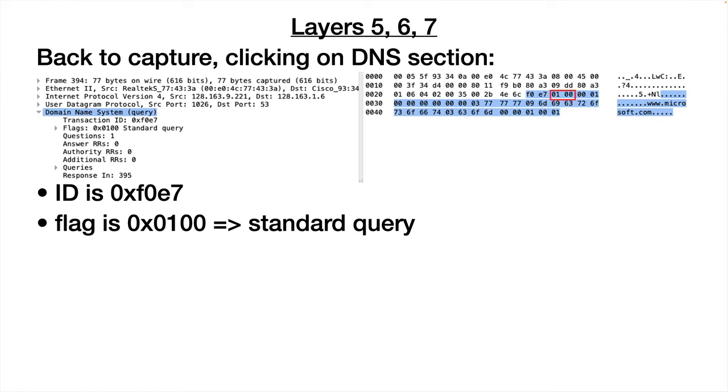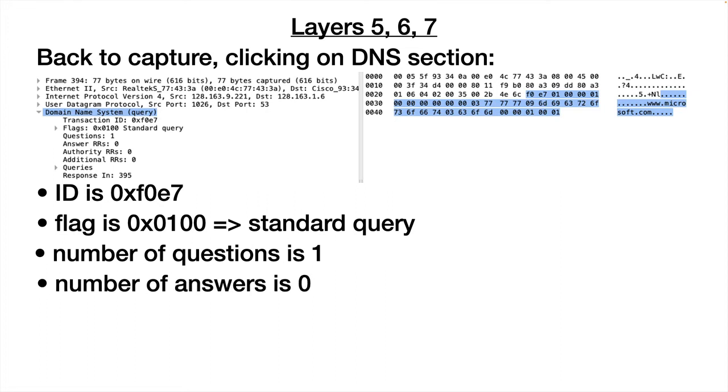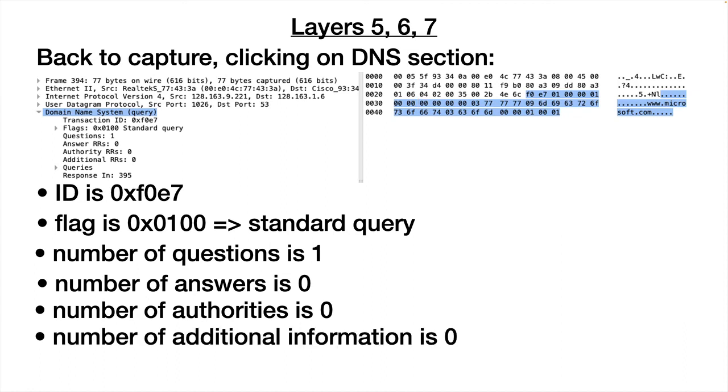Next we have flags. 0100 in hex means this is a standard query. Then we have the number of questions, which is highlighted, which is 1. And then we have the number of answers. Since this is a query, that is 0. We haven't talked to any DNS servers yet, so the number of authorities is 0. And then finally, additional information. Again, this is a query, not a response, so it is 0.